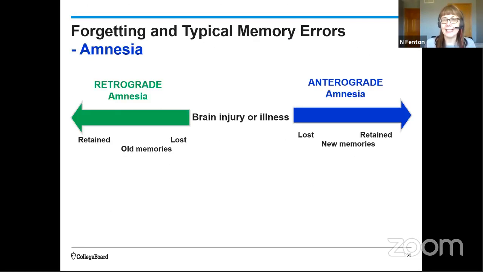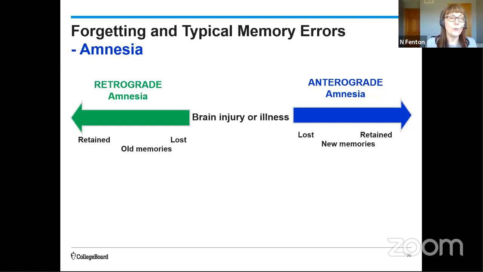Amnesia, on the other hand, is the partial or total loss of memory that's due to an injury or an illness, right? So this is an injury, it could be a brain disease like Alzheimer's or stroke. And what happens is the disruption might be a temporary loss of blood supply, it could be the destruction of neurons.